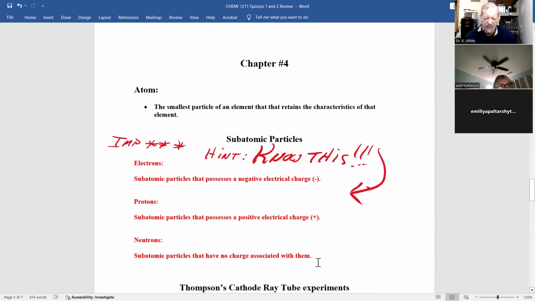How many of you have ever seen the cartoon Jimmy Neutron? It's long ago. If they had asked me, I would have called it Jimmy Electron, because that's where the action is in an atom, but they didn't. All right, let's move on.